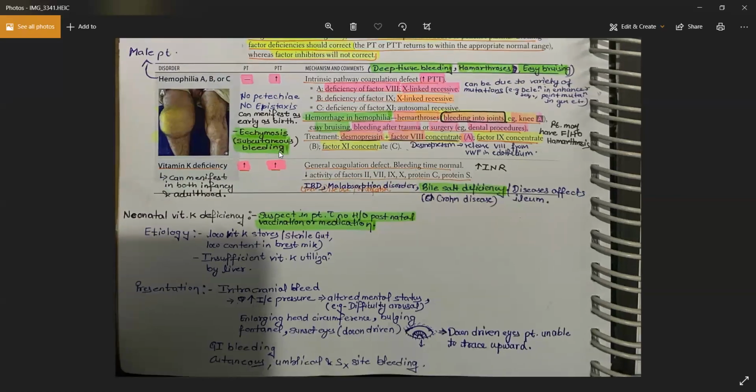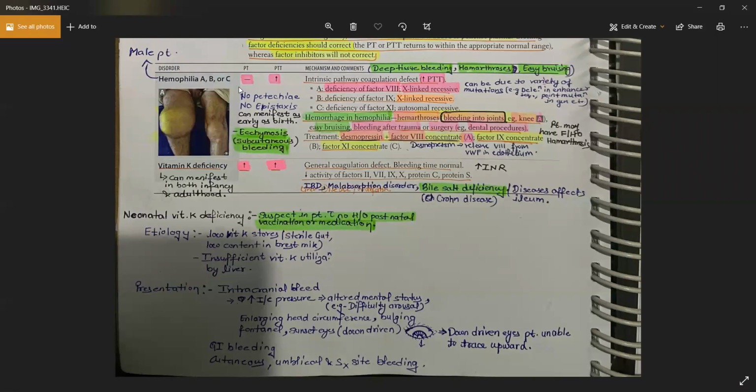Then come the disorders of the clotting factors. The first one is hemophilia. You have three types, A, B, or C. In all of these types, you will have a prolonged PTT and a normal PT, because it only affects the intrinsic pathway, not the extrinsic pathway.